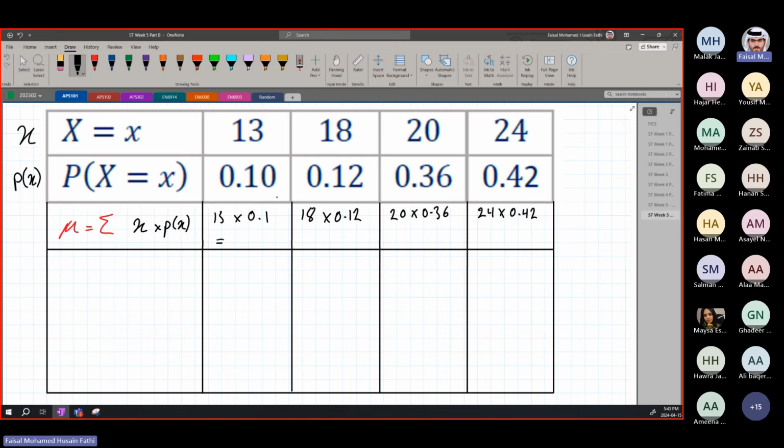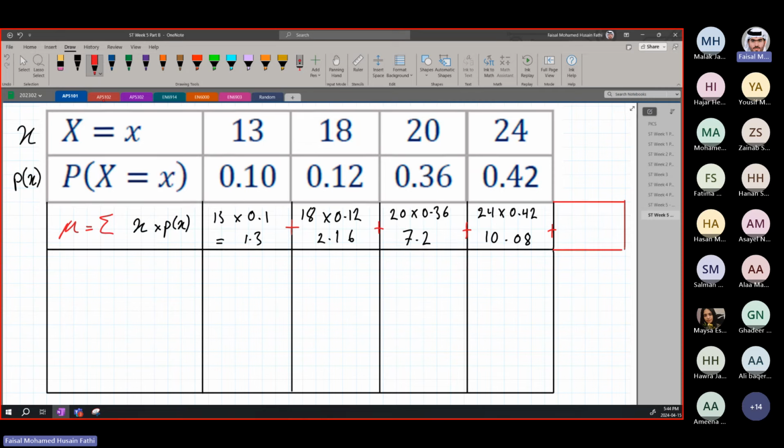If we get the answers for each, this was 1.3, this is 2.16, this is 7.2, and this is 10.08. So to find the mean, remember that we need the sigma. Basically it means we need to add every single one of these values to each other so that we can find the mean. So we'll find our mean here, I'm going to put it at the end here.